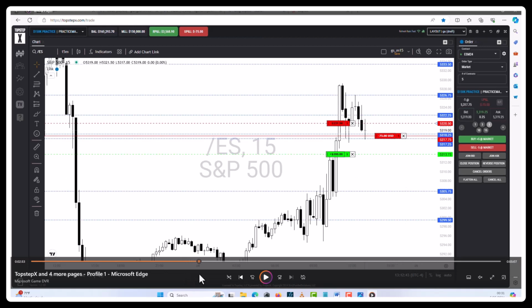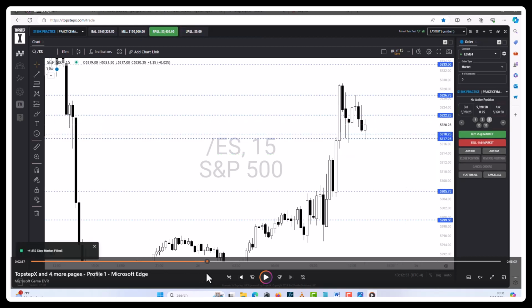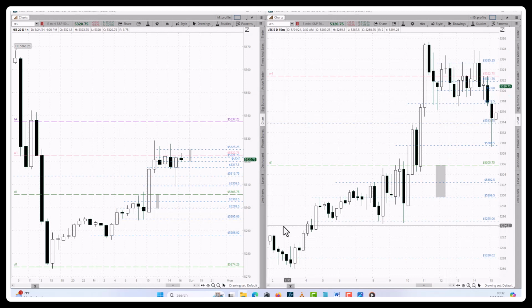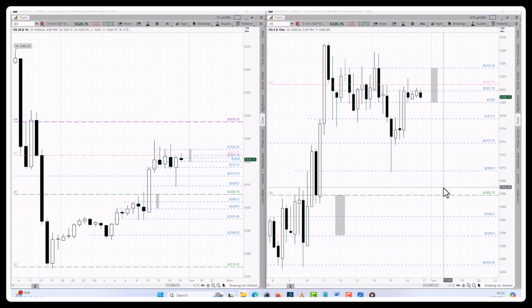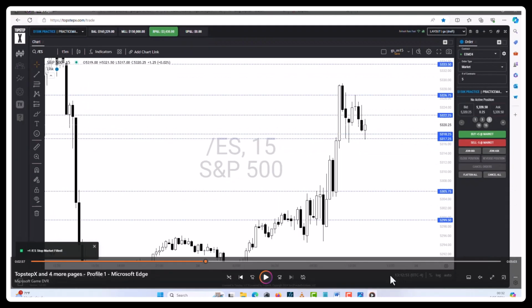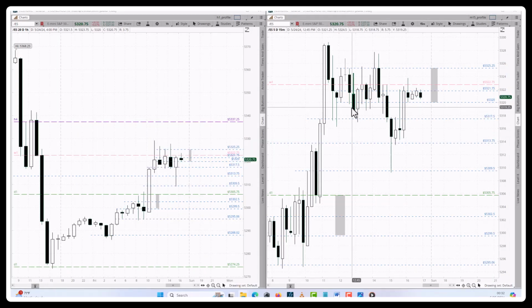Yeah, we feel like it's not right, so we move our stop loss and we get out. So that's trade number 4 right there, which is around 13.12.